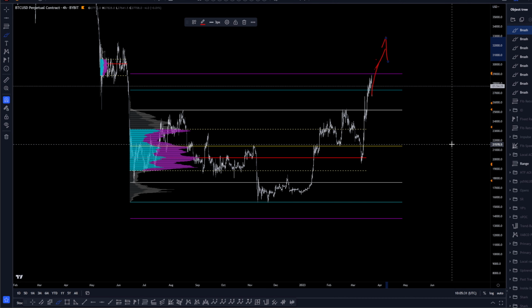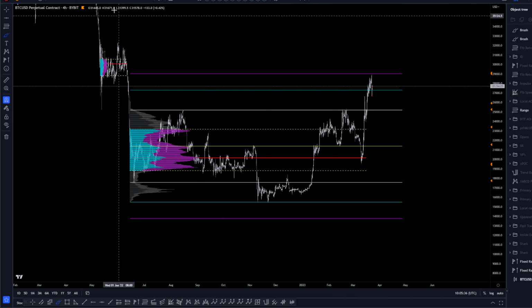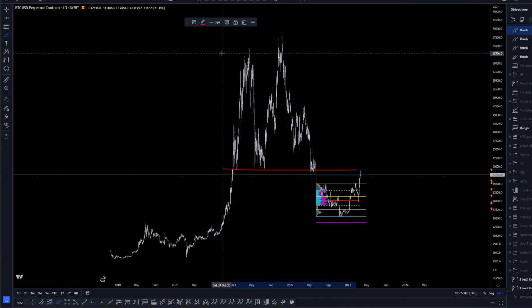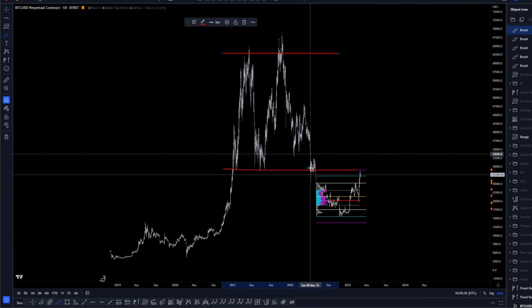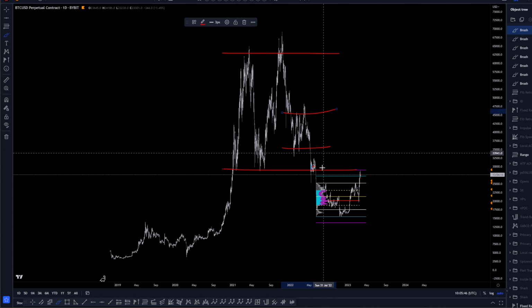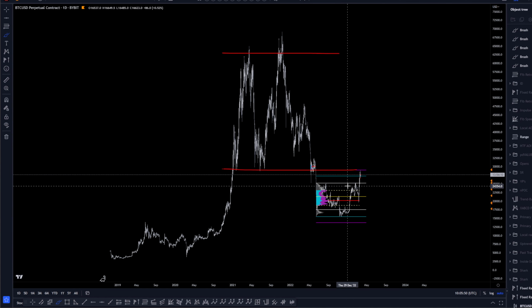Okay? If we do let it ride up, then we're just getting back into the old, zoom out here, into the old range. Okay? Then you're trading the larger range, and then you're looking for your individual consolidations within that. So obviously we've got a sticky resistance there. Okay? So that's what happens.